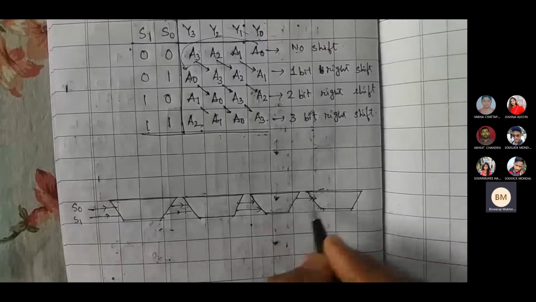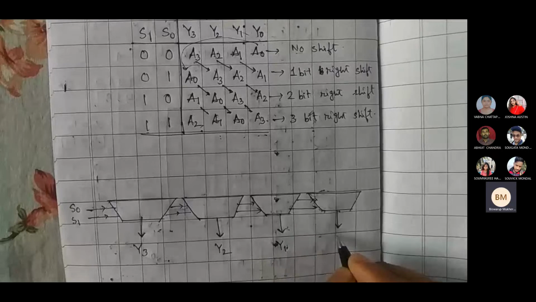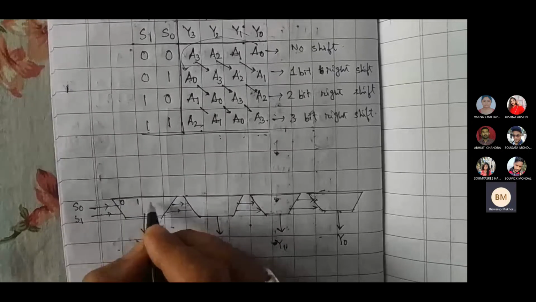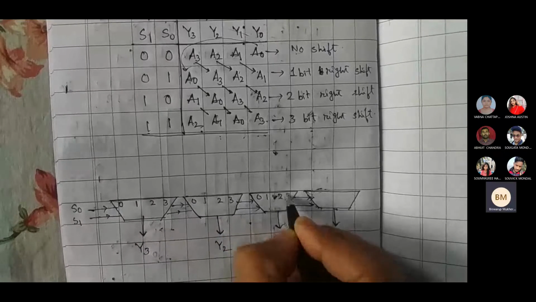All the multiplexers are having the same S0, S1. প্রত্যেক কটাতে same S0, S1 select line দেওয়া আছে. The first multiplexer is having Y3 output. Second multiplexer is having Y2. Third multiplexer Y1. And the fourth multiplexer is having Y0 output. So 2 select lines, that means there would be 4 data lines, 0, 1, 2, 3 on each multiplexer.